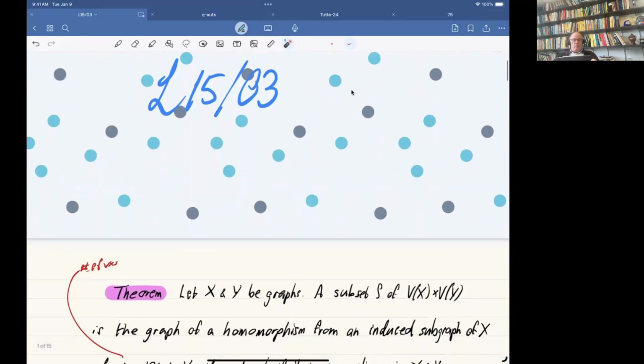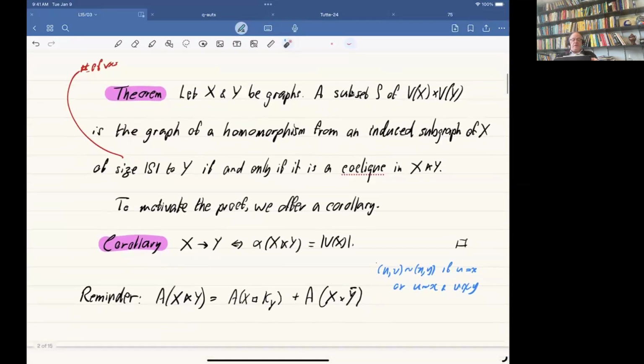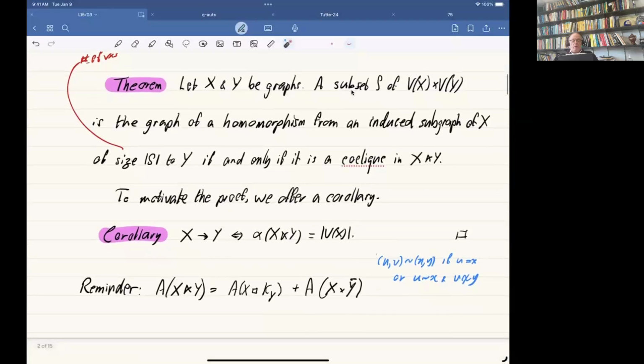So I'm continuing from where I left off, more or less. This is the theorem I want to prove: I've got two graphs X and Y, and now I'm looking at subsets of the Cartesian product V(X) cross V(Y). I need at some point to remark that any subset of V(X) cross V(Y) is by definition a relation on X and Y.